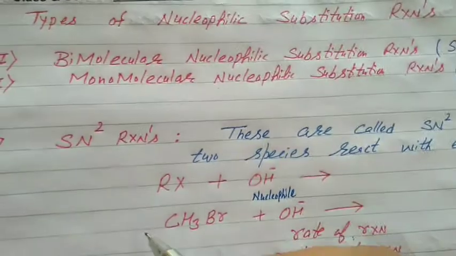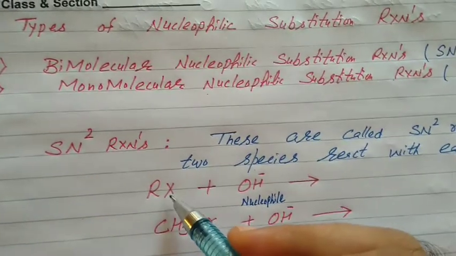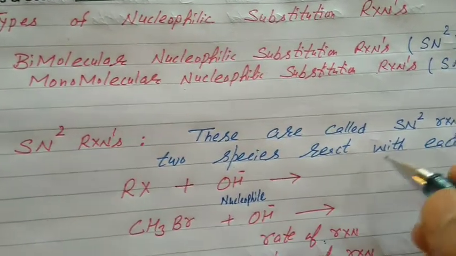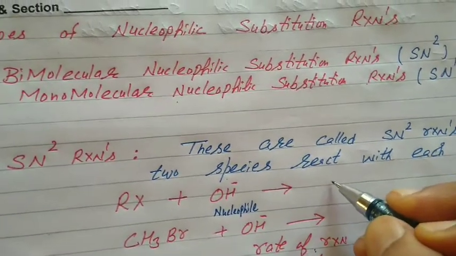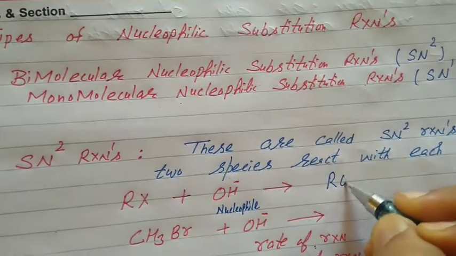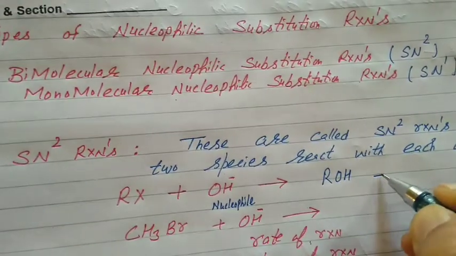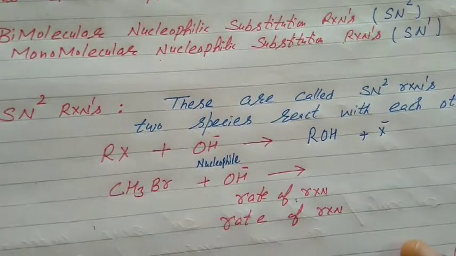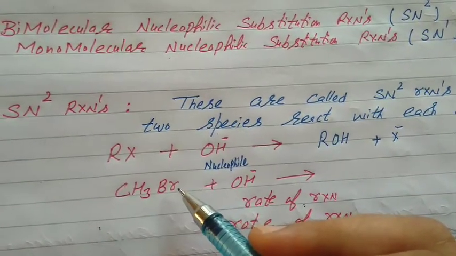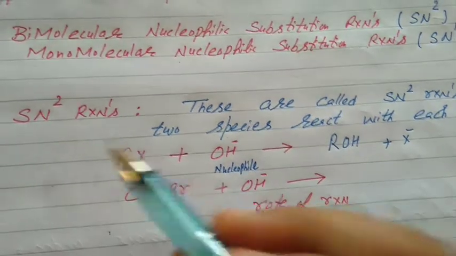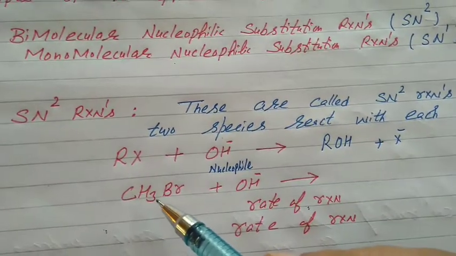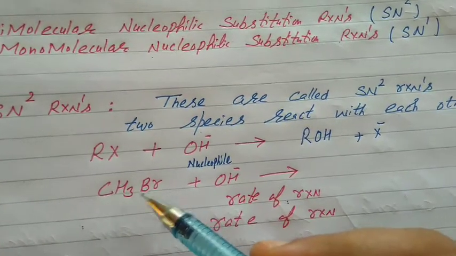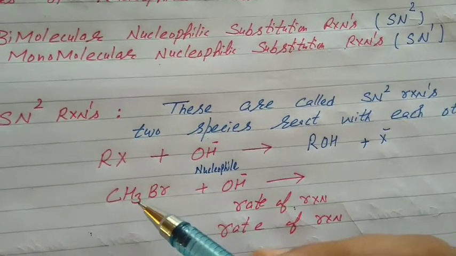RX, it is haloalkane. It's clear. The halide ion will be replaced by the negative part of the attacking reagent. The resulting product is ROH plus X negative. Students, that's haloalkane RX. Please remember, for SN2 reactions we always start from a primary haloalkane, 1 degree haloalkane, that is CH3X.